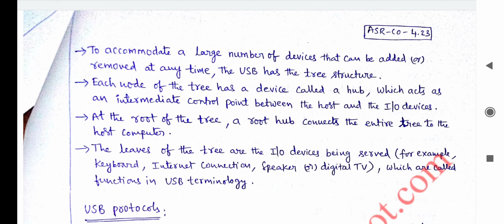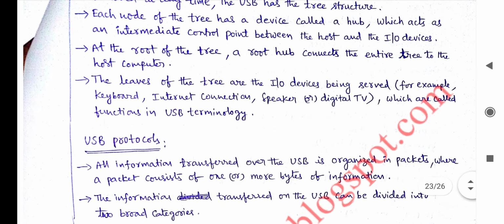Each node of the tree has a device called a hub, which acts as an intermediary control point between host and IO devices. Between the IO devices and host, it acts as an intermediary. At the root of the tree, a root hub connects the entire tree to the host computer. The leaves of the tree are the IO devices.